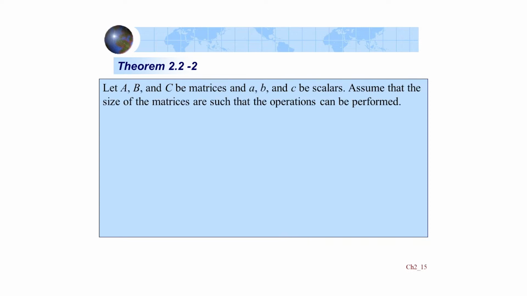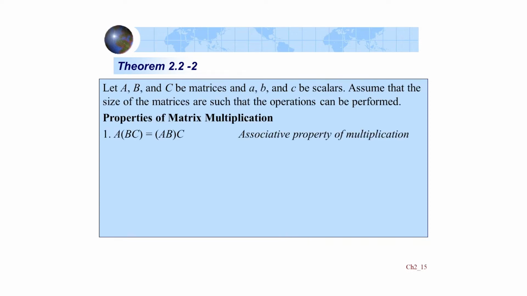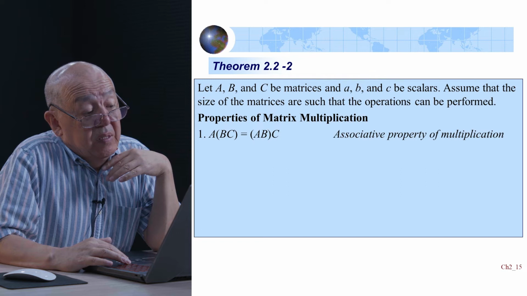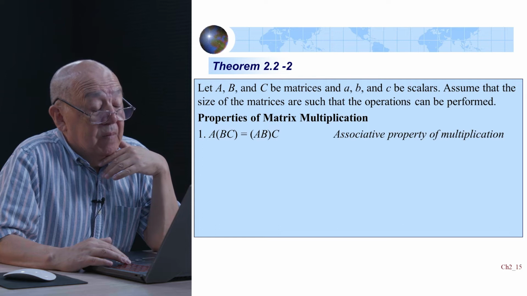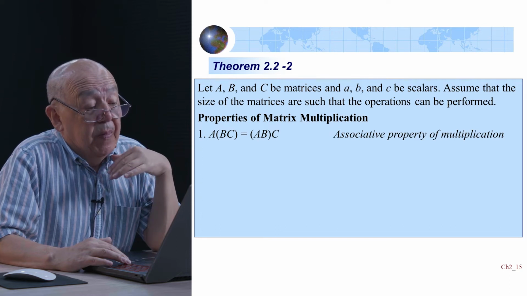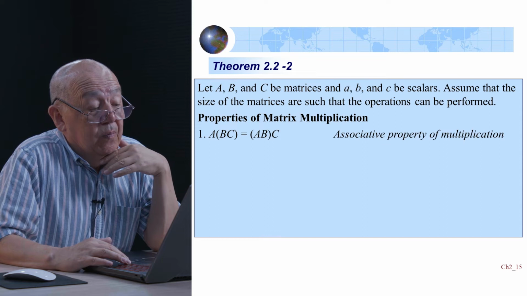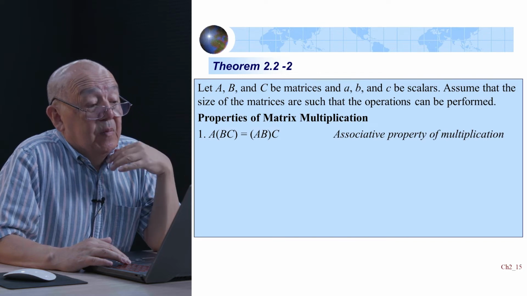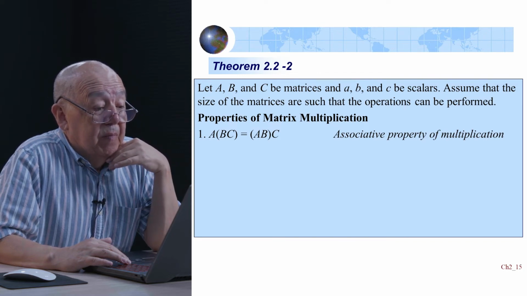Okay. So a surprising property of the matrix product is that it is associative. So if the products BC, AB, and AB by C are defined, then we have this equality shown in this property of the theorem.